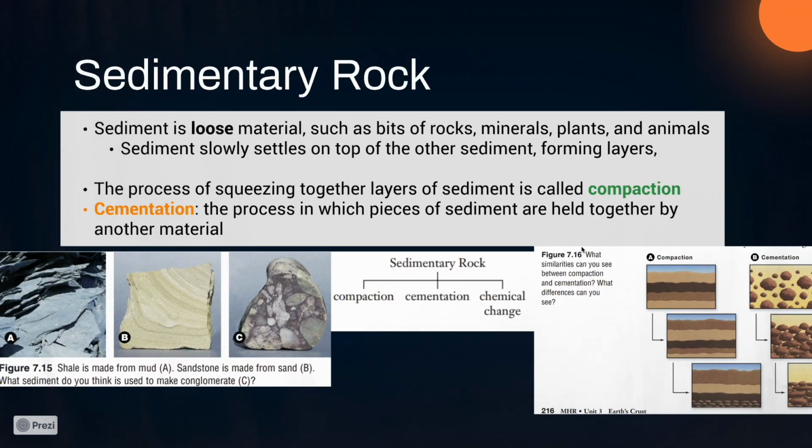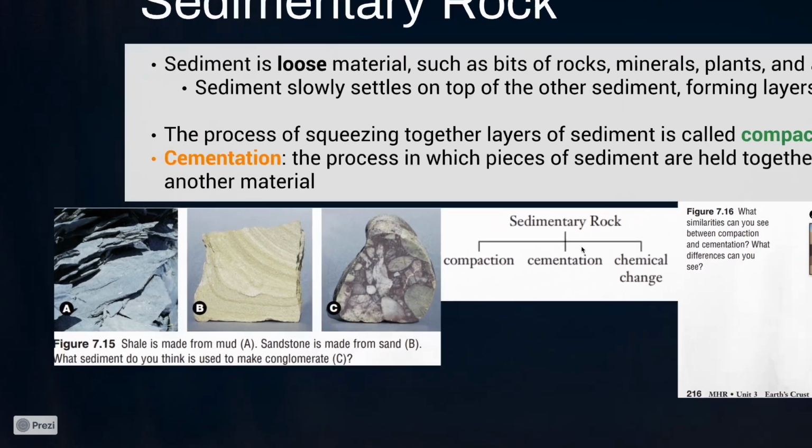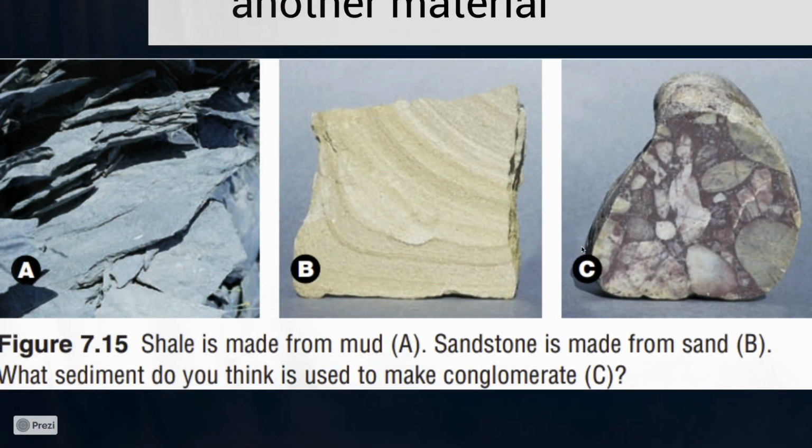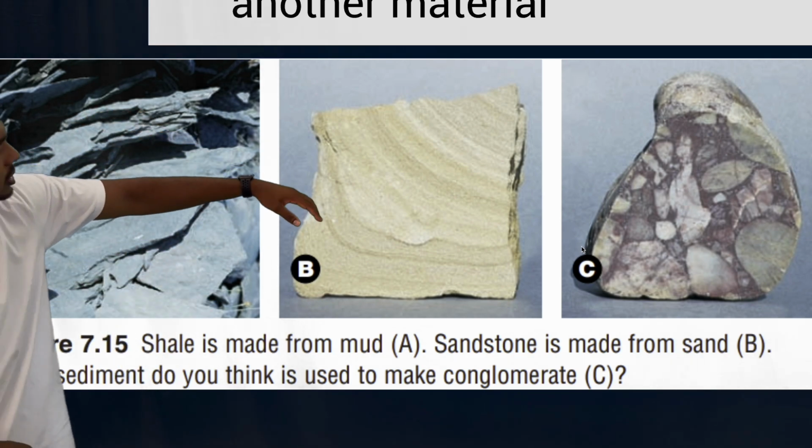Sedimentary rock is loose material. Think about sand. The process of squeezing together layers of sediment is called compaction. Okay? Cementation is a process in which pieces of sediment are held together by another material. So check out this example. You can go outside now and show your parents that you know different types of rocks, because when you see sediment, you want to see these striations, these layers.